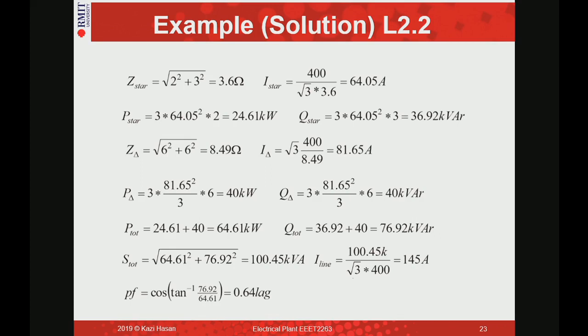If this is my I line and this is my I_P, what is the relationship between my I_P and I_L? I_P equals I_L over root 3, isn't it? Or I_L equals root 3 I_P.